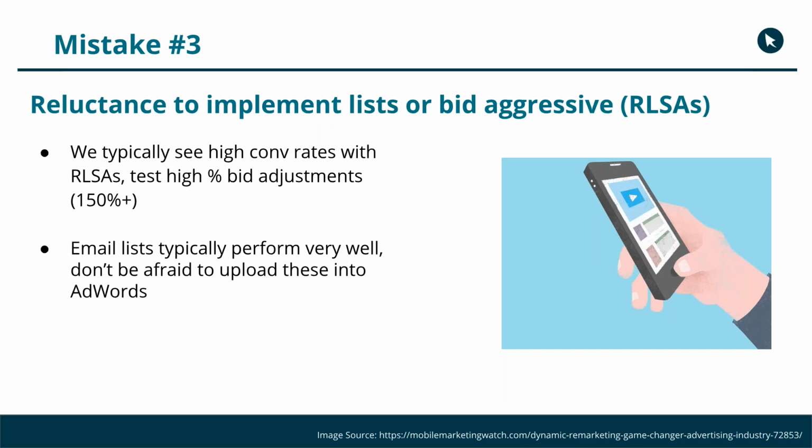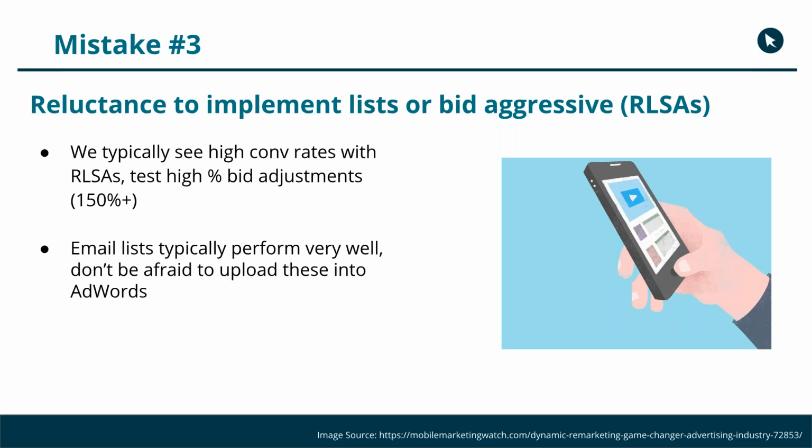Mistake 3: reluctance to implement lists or bid aggressively on RLSAs. Again, just a reluctance to use them. I don't want to harp on this too much, but really I do. I want you guys to be using RLSA lists and getting them added to your campaigns, even if it's just to understand more about previous customers or previous users on the site and how they interact with your current campaigns.